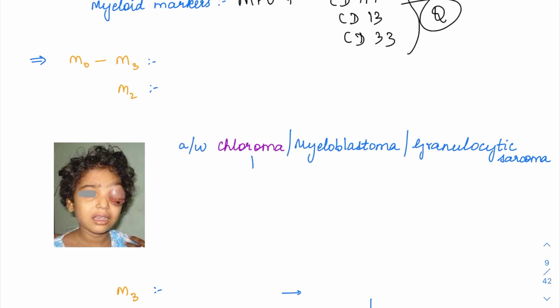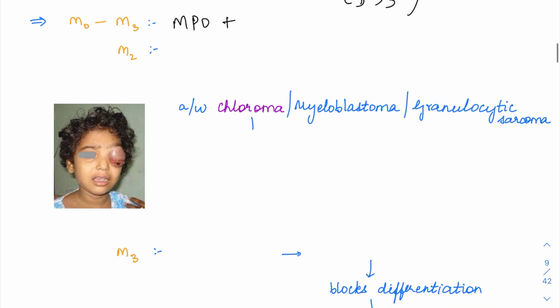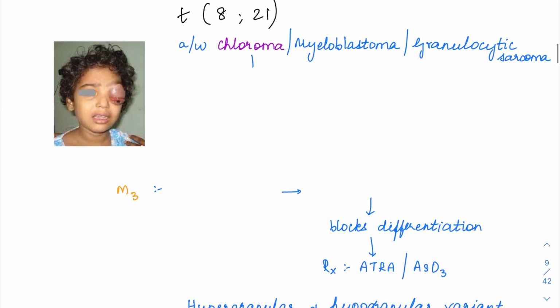M0 to M3, all of these are going to be positive for myeloperoxidase. Myeloperoxidase is going to be much more positive in the APML subgroup. M0 to M3 are usually MPO positive, but the percentage of positivity will vary among these. M2 is the most common of this AML, and it is associated with the specific translocation t(8;21). If the 8;21 translocation is present, you can call it M2.